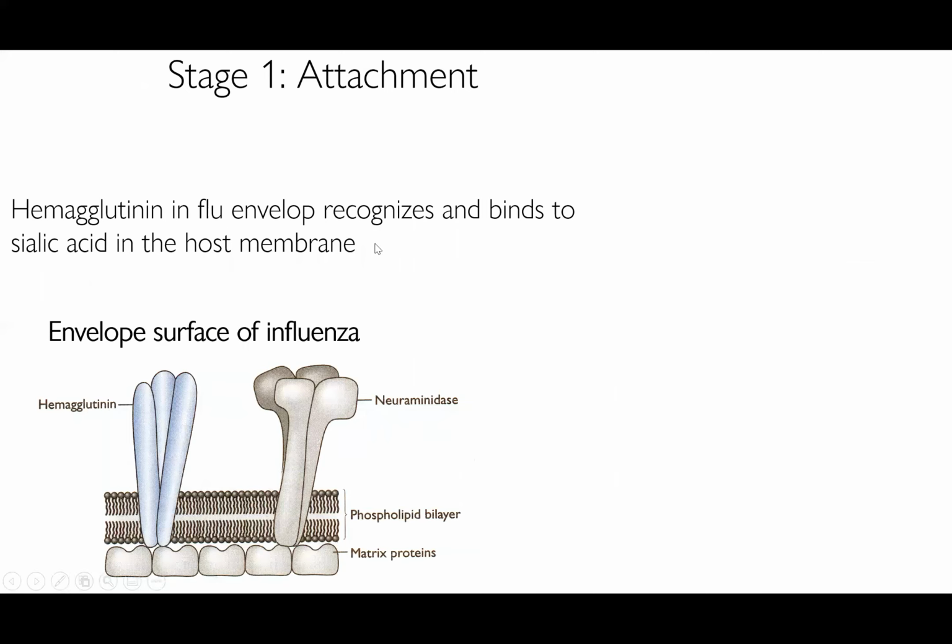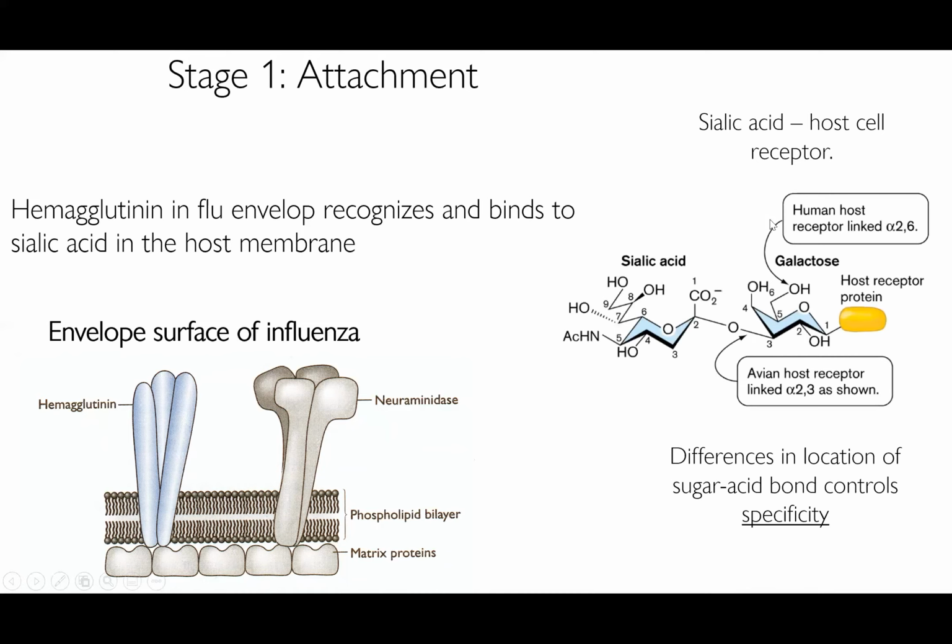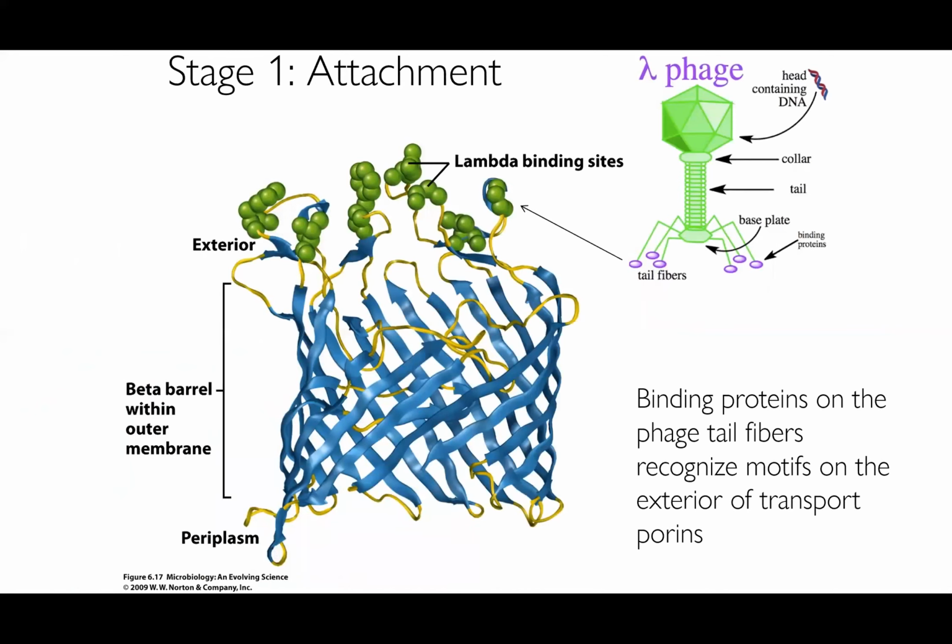So let's dive a bit into how influenza does its thing. We're looking at the envelope surface of influenza. We have hemagglutinin and neuraminidase, the phospholipid bilayer, and matrix proteins. The hemagglutinin in the viral envelope recognizes and binds to sialic acid on the host membrane. Sialic acid is a host cell receptor, and it's on the outer membrane of the host itself. So stage 1 is attaching.